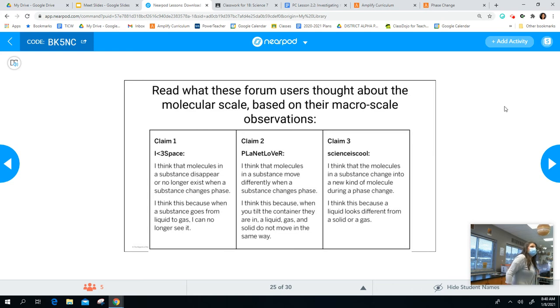So read what these forum users thought about the molecular scale based on their macro observations. So the first claim was that the molecules in a substance disappear or no longer exist when a substance changes phase. So compare that to what the solid, the liquid, the gas look like. Did they disappear? 2 says they just move differently. And 3 says that they change into a new kind of molecule. Okay, so those are our 3 claims.